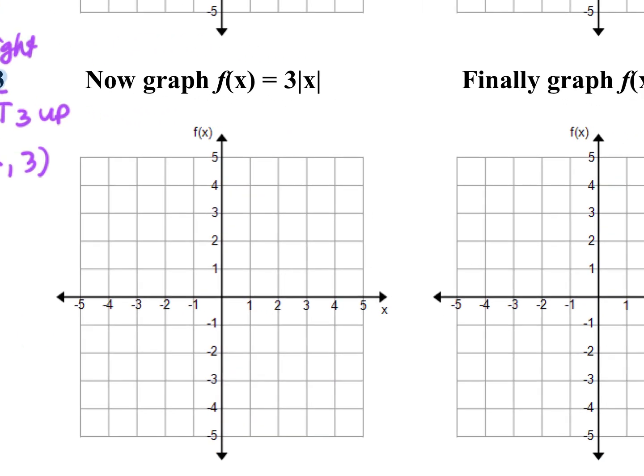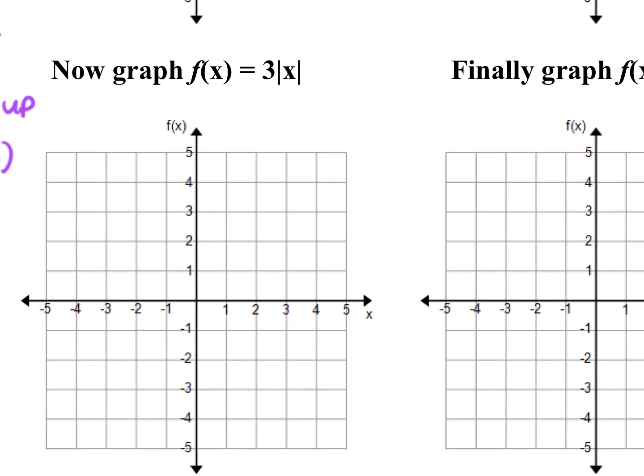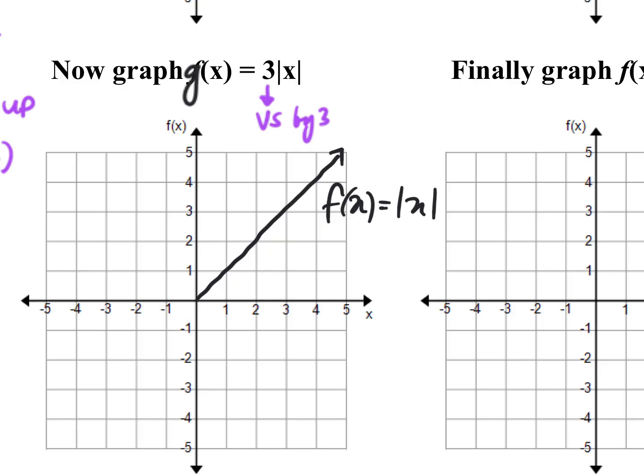Okay, the next one. Now graph f of x is equal to 3 times the absolute value of x. In here I can see a vertical stretch by 3. Let's first draw our parent function. Let's say, not g of x, it should be f of x first. f of x is always the absolute value of x, and then let's try this one as g of x. Let me draw the other side too. So this is your parent function.